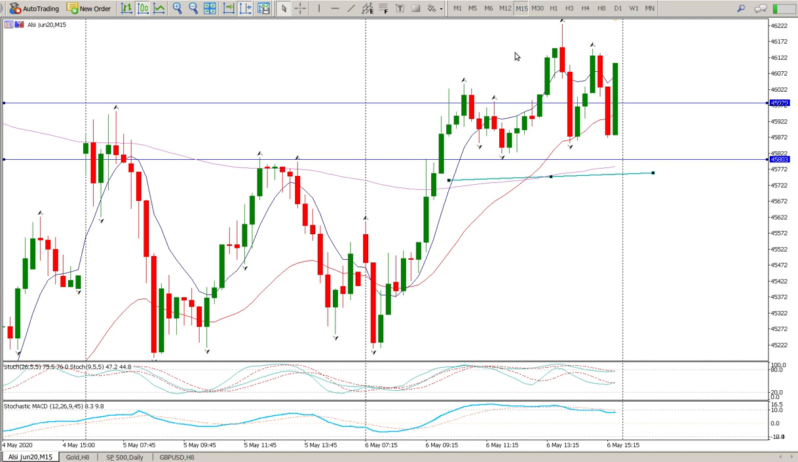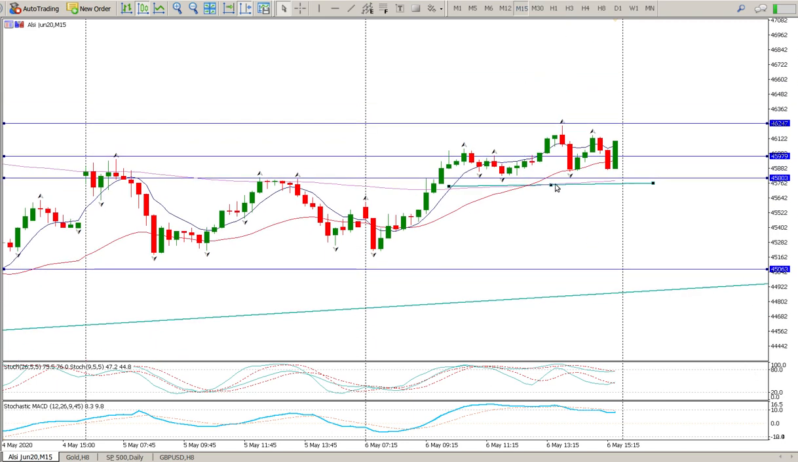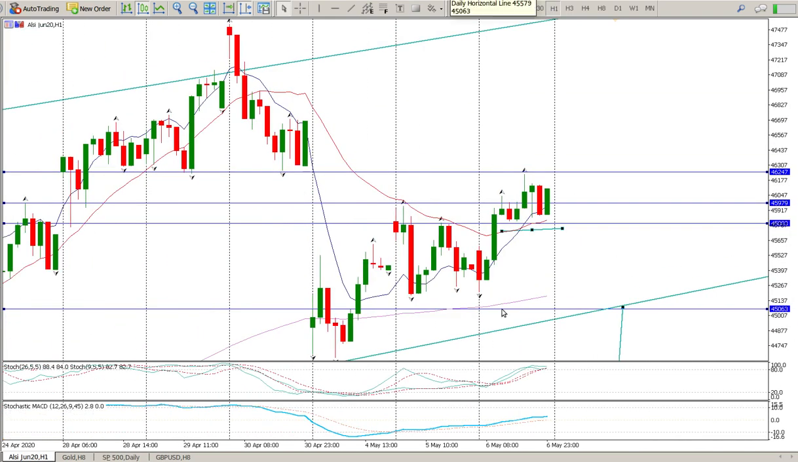We have broken above it, but I believe this is a consolidation pattern, quite a violent consolidation pattern here. It could be for a move to the upside, but I think the only thing that's going to get me long is to be above 46,247, come back, test it, hold it, preferably on an hour, and then that'll get me long.